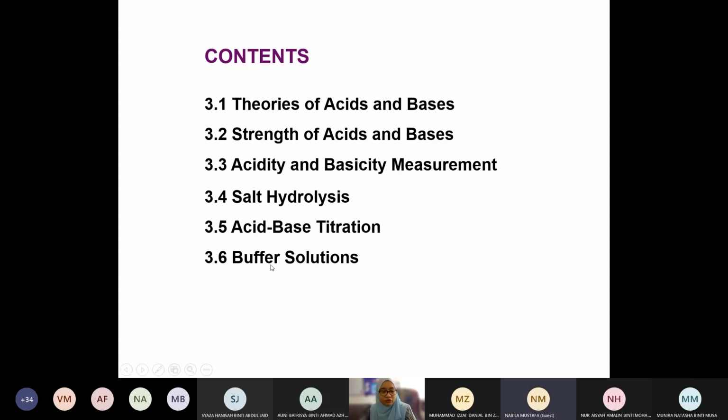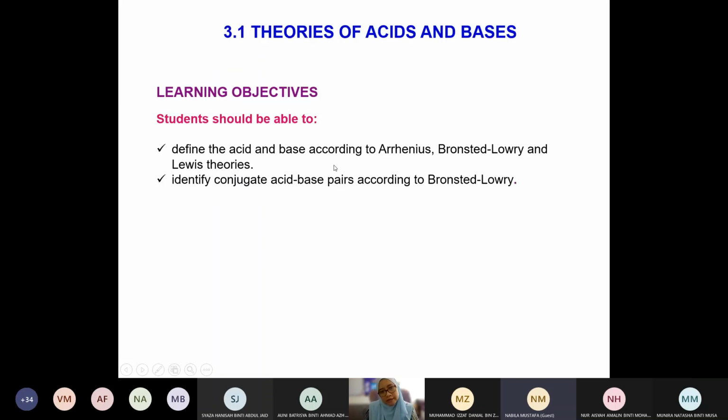This one may be new to you guys. Salt hydrolysis is also new. Strength of acids and bases, you have the concept already. It's just that this is an extension to that. Strength of acid, the strength of the acid, and this is how we measure the acid and base based on pH. You know pH, right? But this is the part where you have to calculate the pH of the acid and base. Right, so let's start with 3.1, theories of acids and bases.